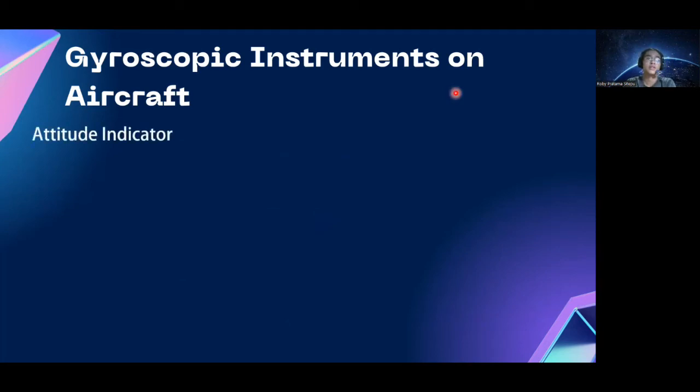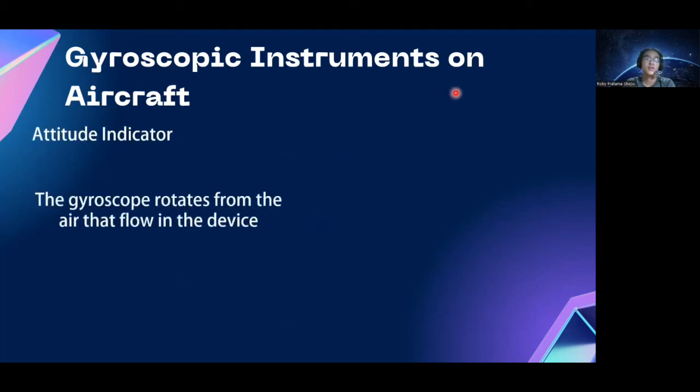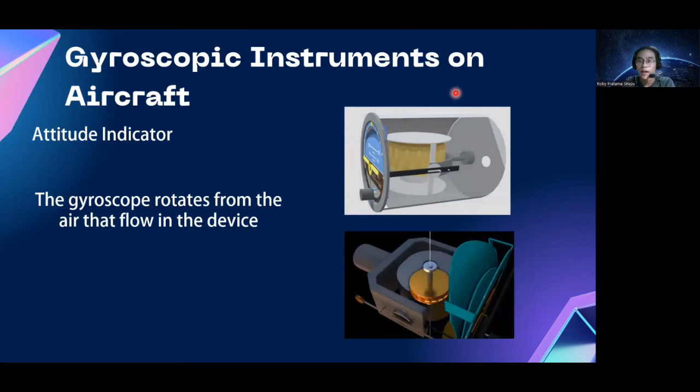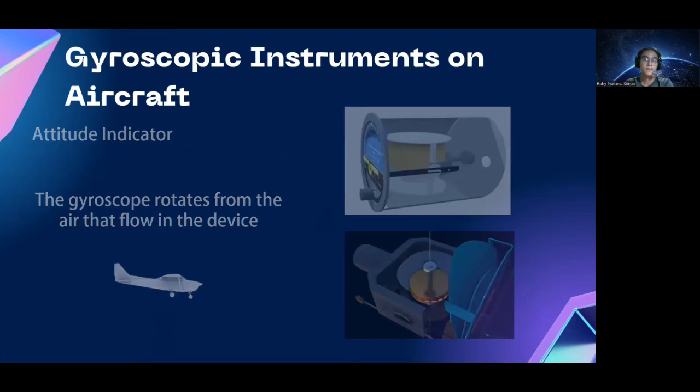First, we talk about the altitude indicator. The gyroscope rotates from the air that flows in the device from the vacuum pump pressure. And this is the gyroscope that rotates around the vertical axis. It controls the pitch axis.